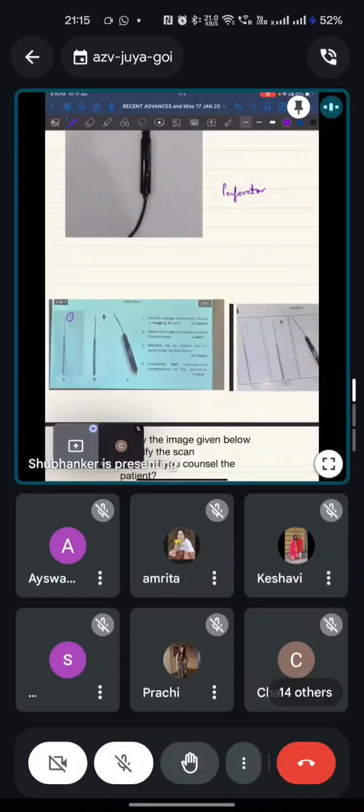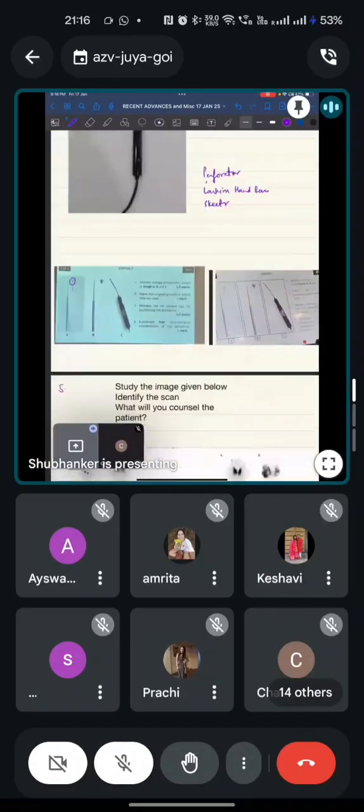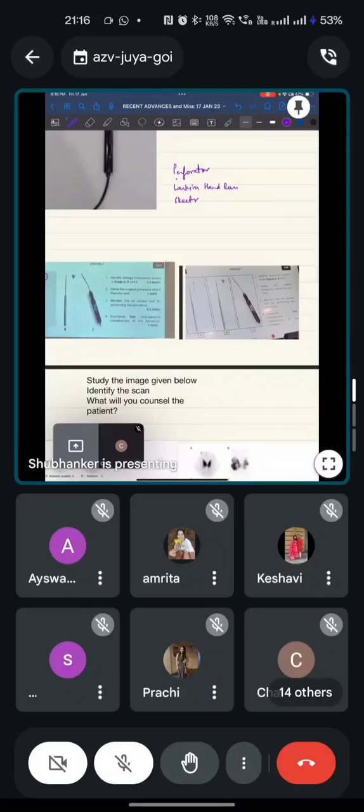This is perforator. Then second is your hand burr, and third is your skater. Okay. This is like, see, a similar question they have asked twice. This was shared in the group yesterday, and this was the older form which I had.